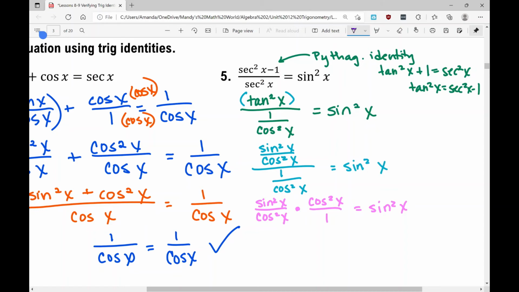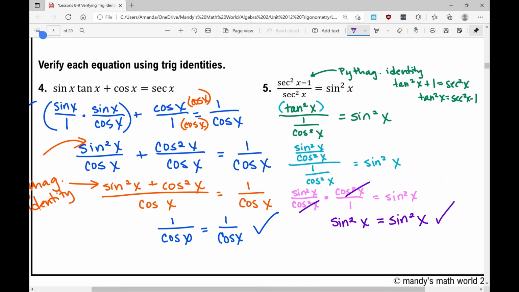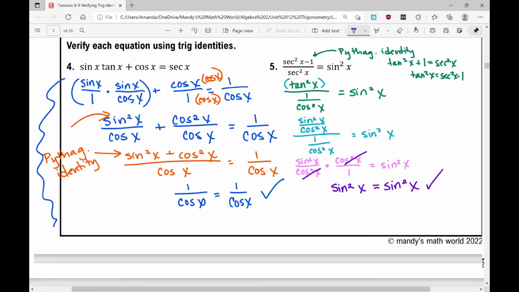How do I do this? In this, I can pre-simplify the cosine squared x, and when I multiply across, I'm left with sine squared x over 1, which is just sine squared x, and that equals sine squared x. Boom, we've proven it. We have verified it. What I want to say with this one is that when you're dealing with fractions, when you're adding fractions, get a common denominator. When adding fractions, get a common denominator.